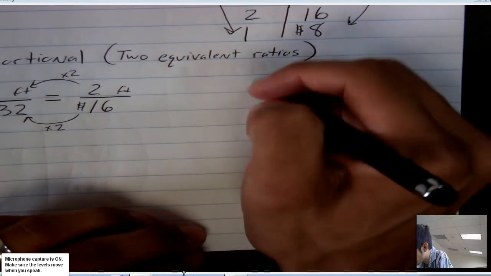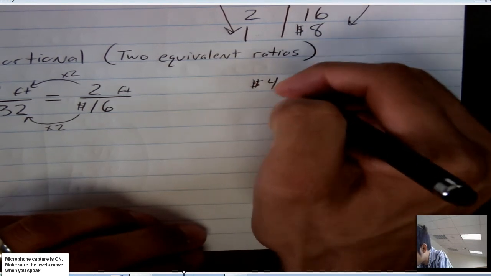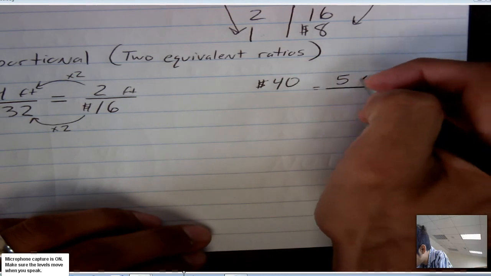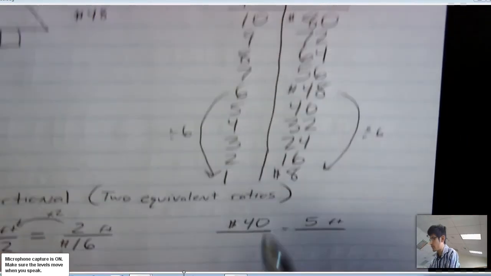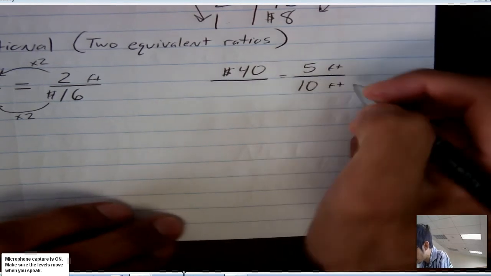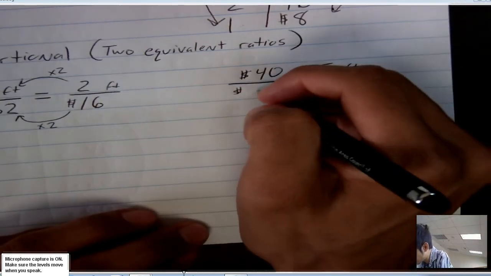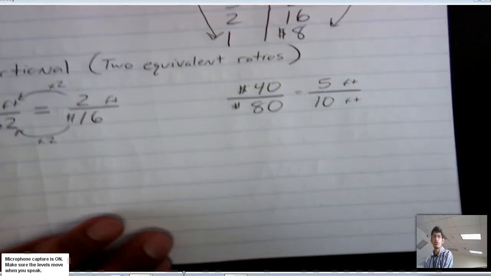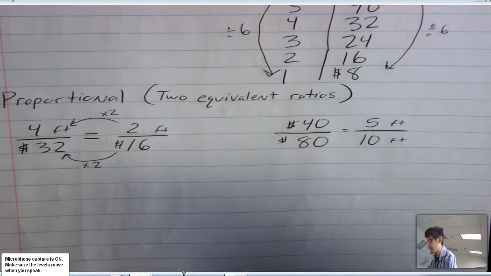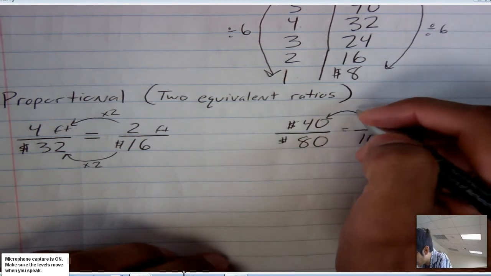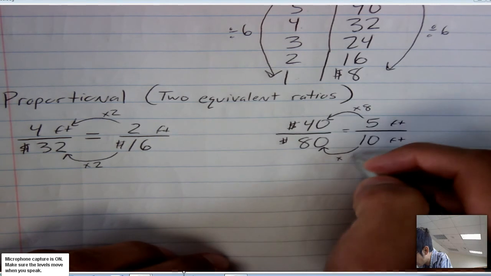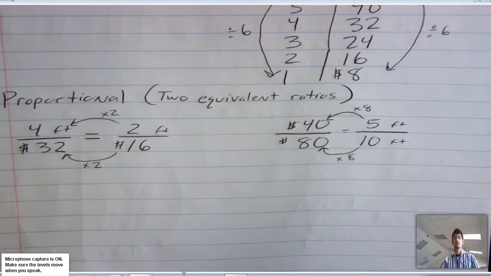So you can write it different ways too. I'm going to write it a different way. I'm going to write $40 for a 5-foot Christmas tree. And that is the same as getting a Christmas tree that is 10 feet for $80. And so whenever there's a proportion, you have to write down what the factor is. And so my factor is, this is a times 8 relationship, because 5 times 8 is 40, and 10 times 8 is 80.